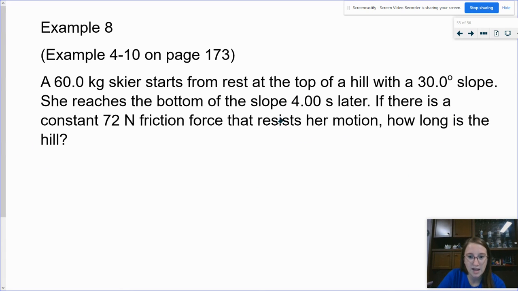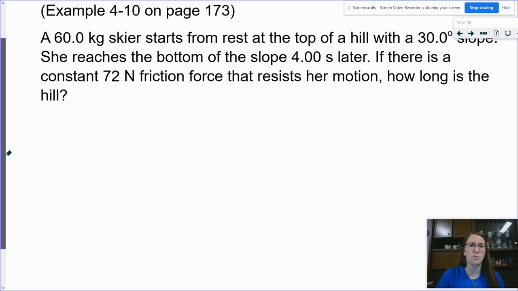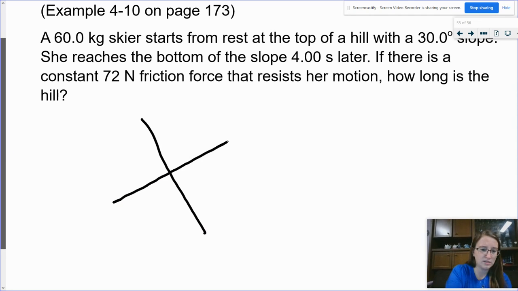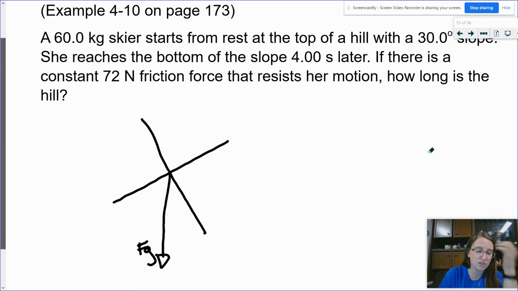So again, we're going to try this one, and then you guys are going to try one on your own. A 60-kilogram skier starts from rest at the top of a hill with a 30-degree slope. So let's go ahead and draw this picture. Get used to this. Force of gravity gets drawn first. Put your angle on the picture in between force of gravity and the y-axis. I want you guys to get in the habit of whenever there's an incline question, immediately going to this setup. XY axis, force of gravity, angle.